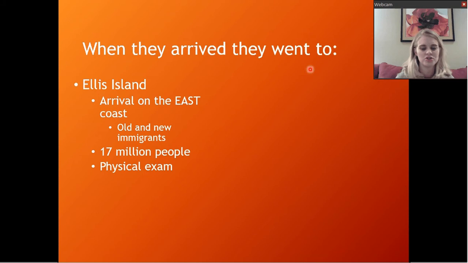They don't know what they're doing. They don't know if they're going to get to stay. It's a very nerve-wracking period. The government sends people to inspect you.